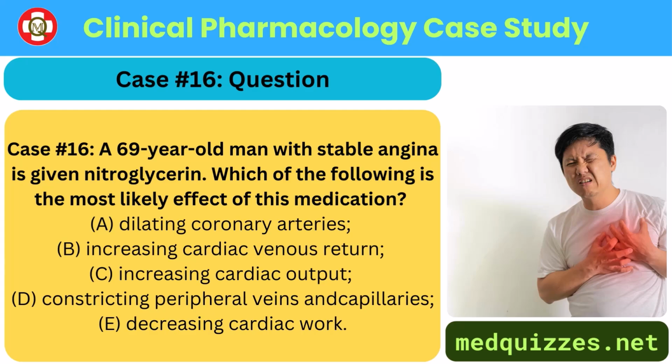Which of the following is the most likely effect of this medication? A. Dilating coronary arteries, B. Increasing cardiac venous return, C. Increasing cardiac output, D. Constricting peripheral veins and capillaries, E. Decreasing cardiac work.